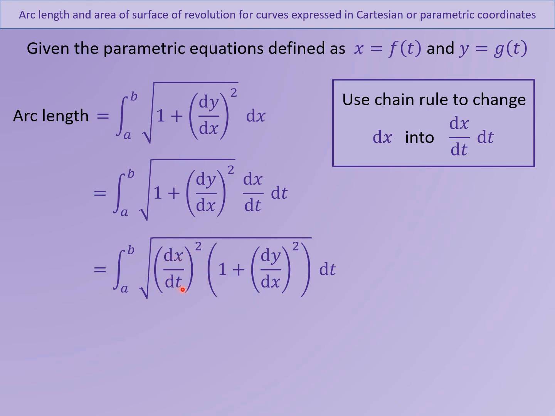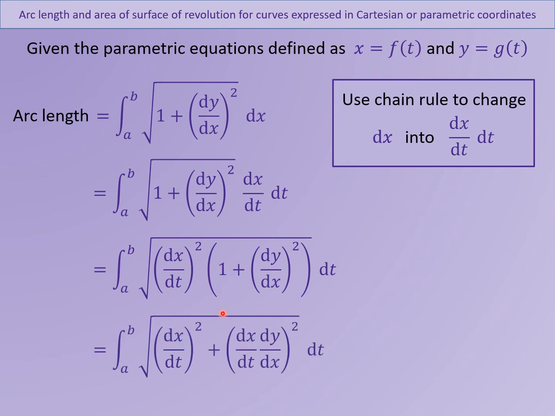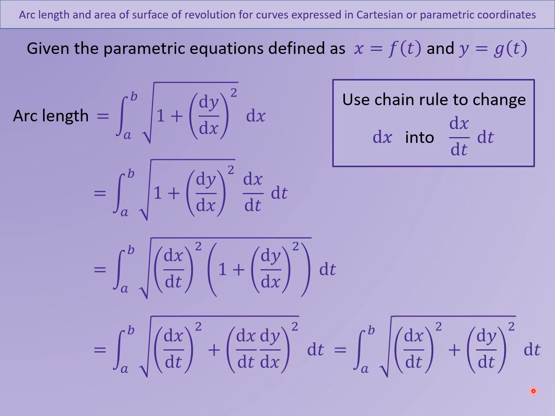So what's going to happen? I've got that multiplied by that part, which is going to get me the dx over dt all squared. And that multiplied by that is going to get me dx over dt squared, dy over dx squared, which means I can put them together. The dx's cancel out, leaving me that formula just there. There's a couple of ways you could have shown that, but it's quite neat to see how you can get from the Cartesian to the parametric.